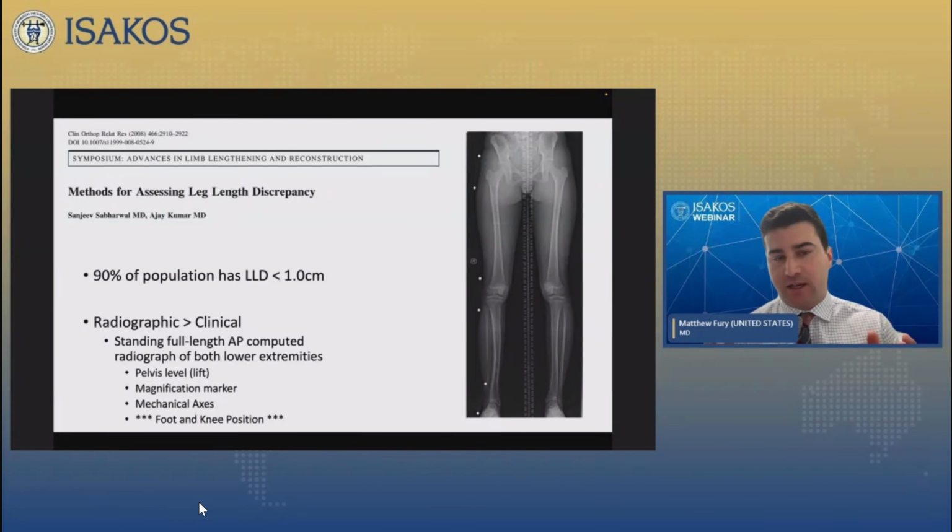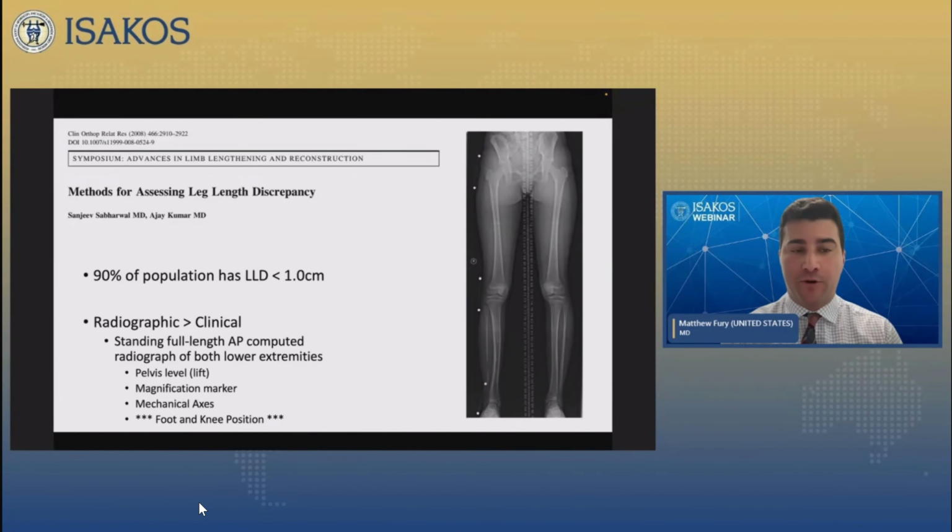And their recommendation at the end of it all was a standing full length AP radiograph, both lower extremities, using a lift to level the pelvis, magnification markers to make sure that your measurements are appropriate, and measuring mechanical axis, because they were less sensitive to things like foot position, knee position, and rotation. These were the most effective ways of assessing for leg length discrepancies.